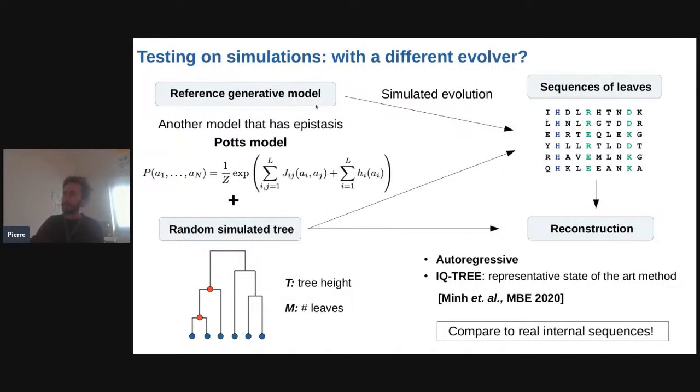As I said, in the case before, the evolver that we used was exactly the same as the one we used for reconstruction. So what we can do is take another generative model to simulate the evolution, and see if this still works or not. Here we are using a Potts model, which is, say, a bit more precise and also a bit more well-known than these autoregressive models. And we do exactly the same game, which is to simulate and reconstruct.